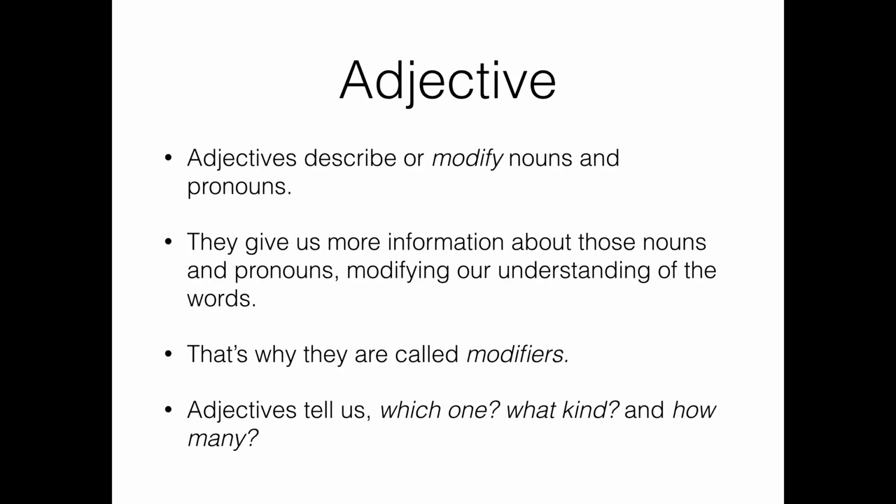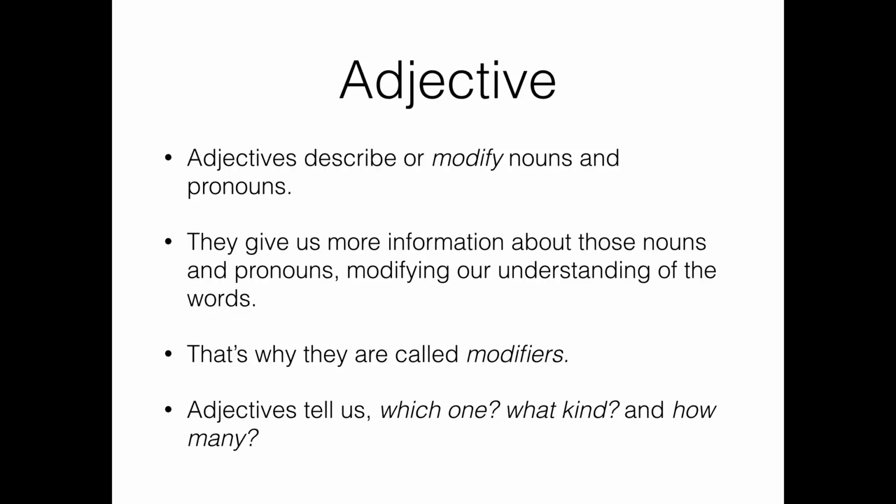So an adjective, as I said, describes or modifies nouns and pronouns. They give us more information about those nouns and pronouns, modifying our understanding of the word. That's why they're called modifiers. See what I mean? Because if you've got a desk, what kind of a desk is it? Which one is it? Is it a desk? Is it the desk? Is it your desk? Is it my desk? Is it one desk? Two desks? That's what adjectives tell us.